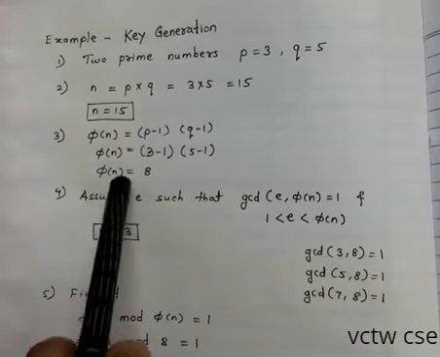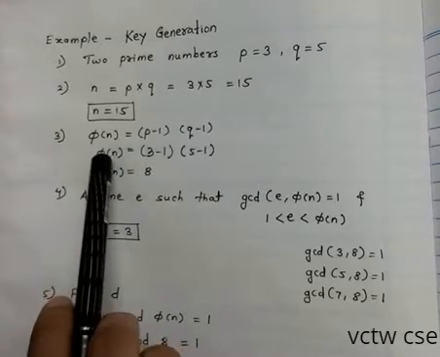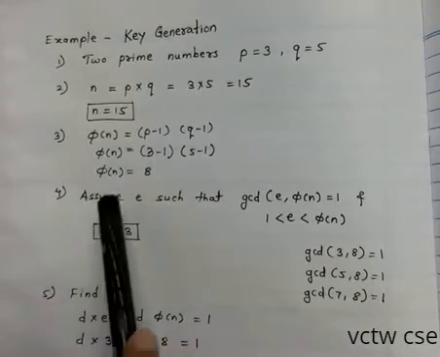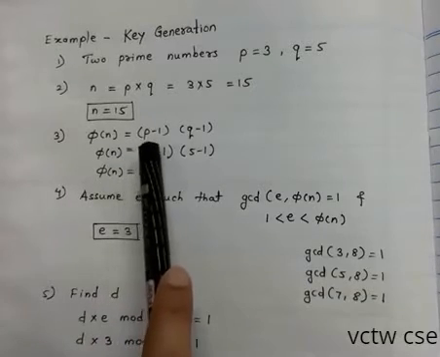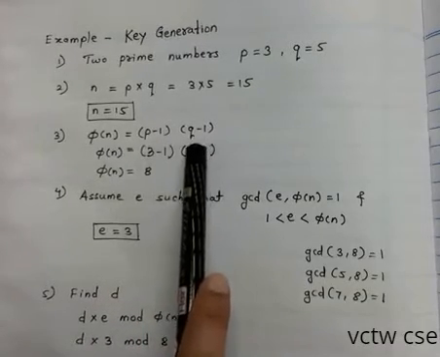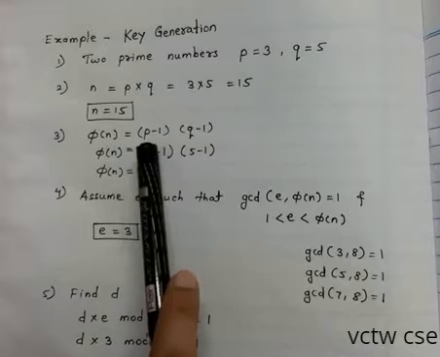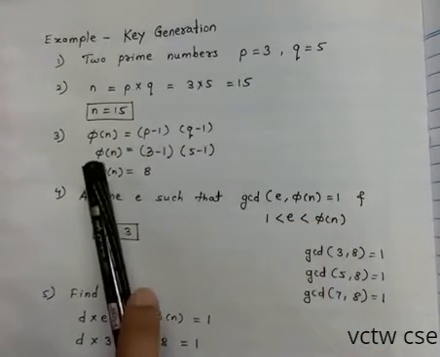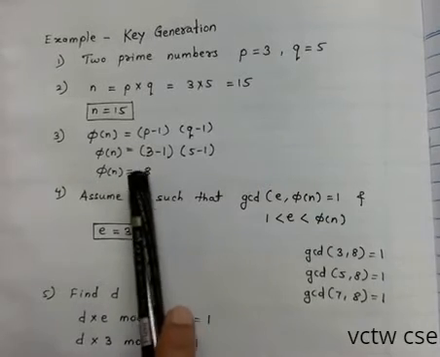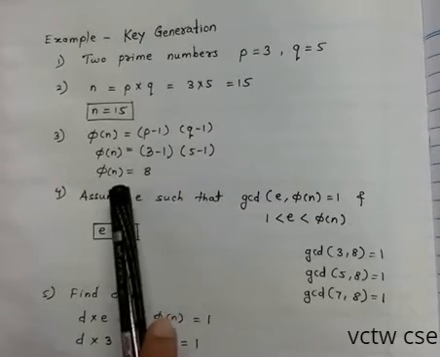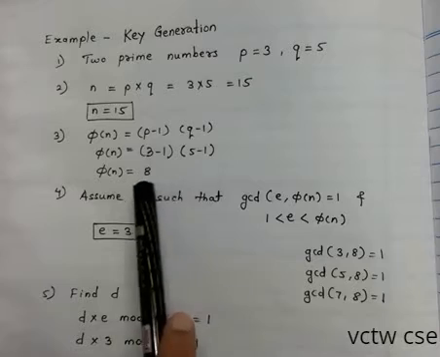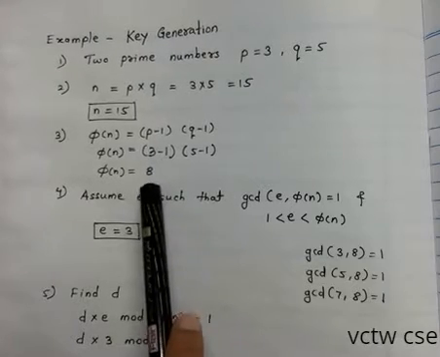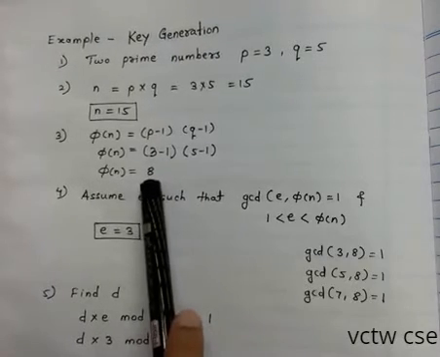So the next step is to calculate the value of phi of n. So phi of n is equal to (P minus 1) into (Q minus 1). Here the value of P is 3 and the value of Q is 5. So the value of phi of n is calculated as (3 minus 1) into (5 minus 1), so 2 into 4, which is 8. So the value of phi of n is 8.